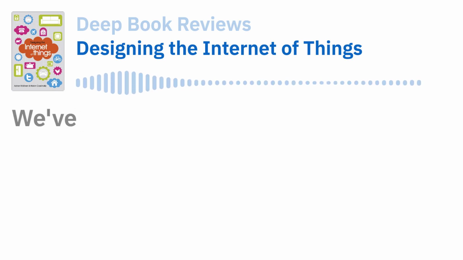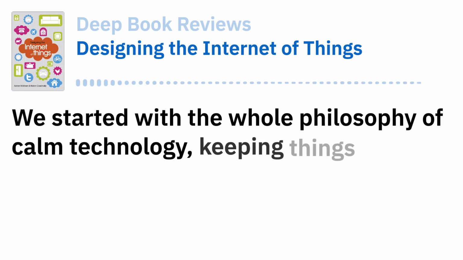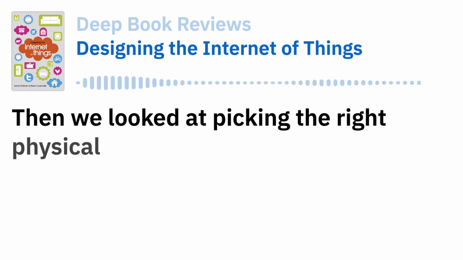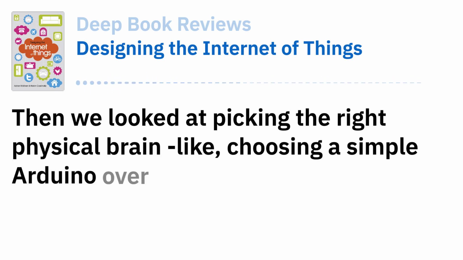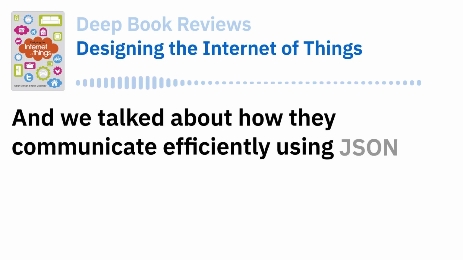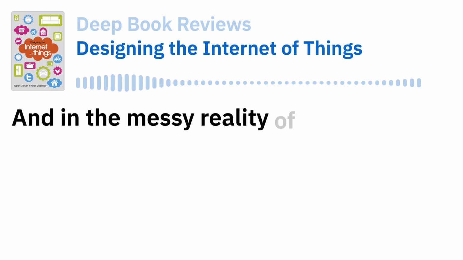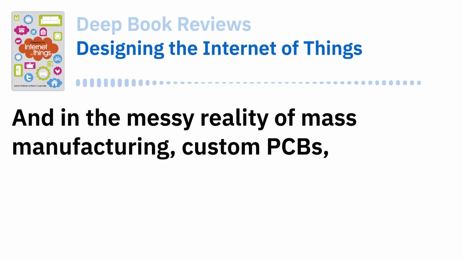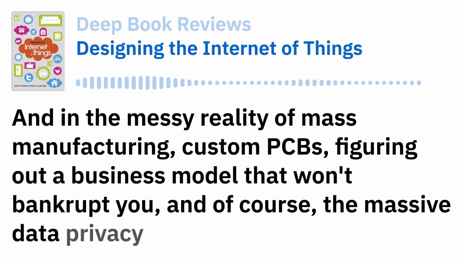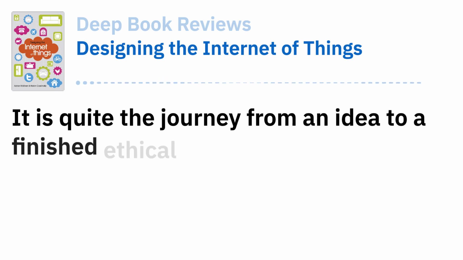Exactly. Well, we've covered a ton of ground today. We started with the whole philosophy of calm technology, keeping things on the periphery. Right, the live wire and the wear dial. Yeah. Then we looked at picking the right physical brain, choosing a simple Arduino over a power-hungry Raspberry Pi. And we talked about how they communicate efficiently using JSON and MQTT instead of heavy XML and polling. And then the messy reality of mass manufacturing custom PCBs, figuring out a business model that won't bankrupt you, and of course, the massive data privacy and ethical minefield we just discussed. It is quite the journey from an idea to a finished ethical product.